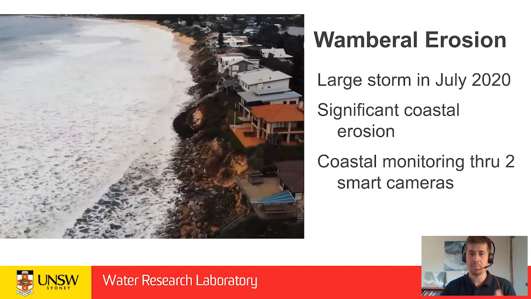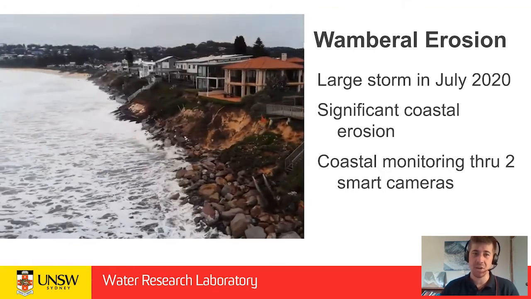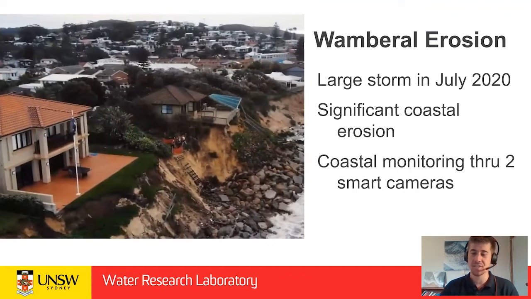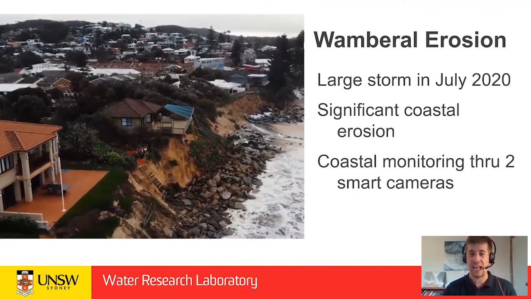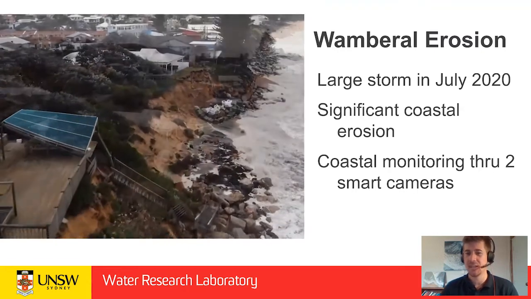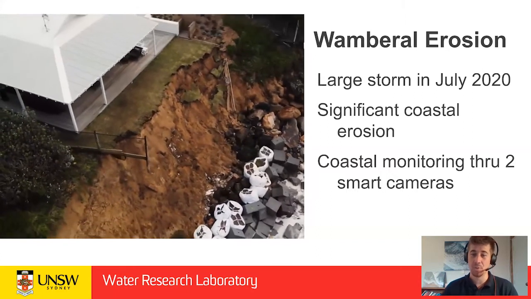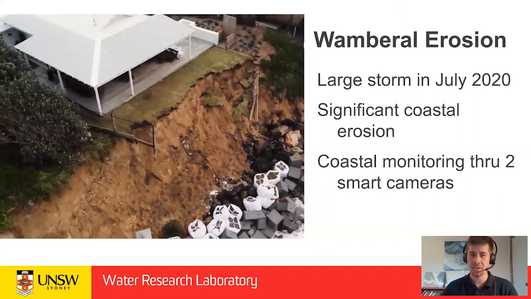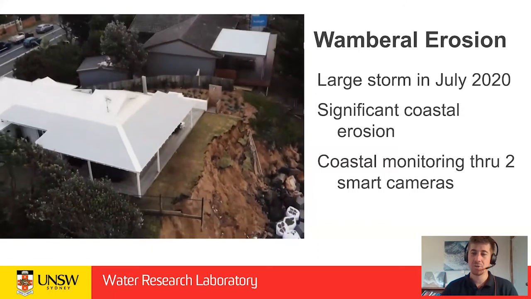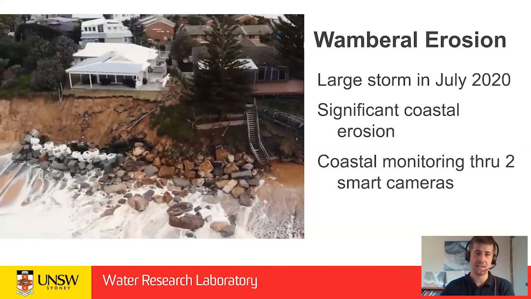And you can see the example video there where the houses are very, very close to the active beach zone, but there is no coherent seawall at this location. It's just very ad hoc rocks that have been dumped in front of beachfront properties. But fortuitously, we had 2 smart camera systems deployed that were able to monitor the response of this beach throughout the storm event and also its recovery in the following months.